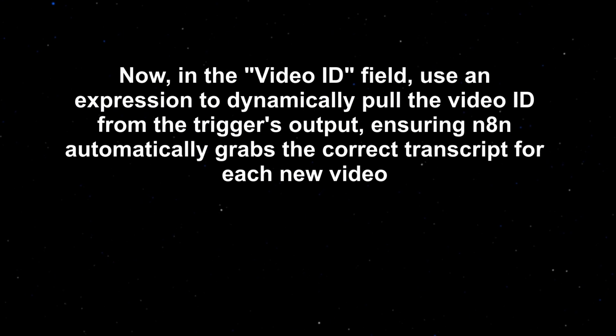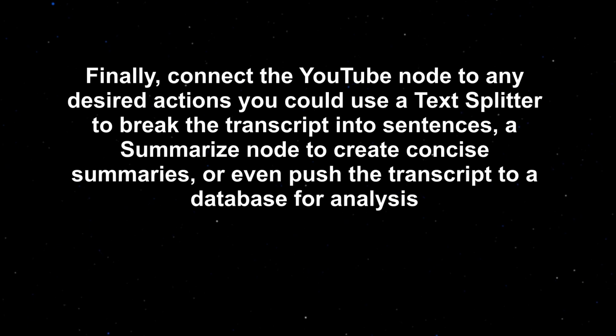Now, in the Video ID field, use an expression to dynamically pull the video ID from the trigger's output, ensuring n8n automatically grabs the correct transcript for each new video. Finally, connect the YouTube node to any desired actions. You could use a text splitter to break the transcript into sentences, a summarize node to create concise summaries, or even push the transcript to a database for analysis.